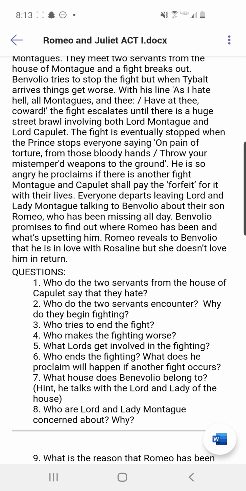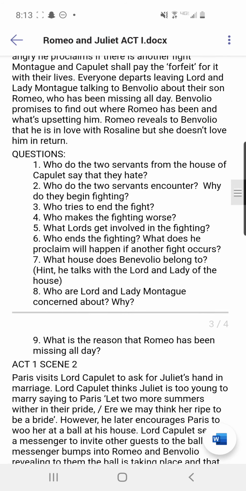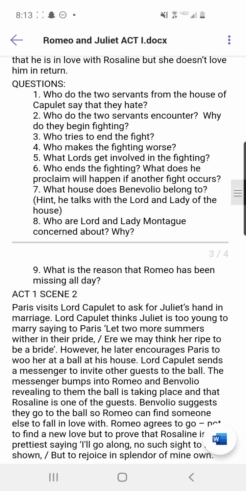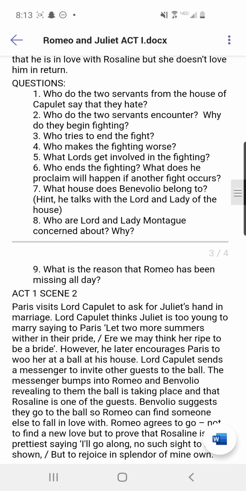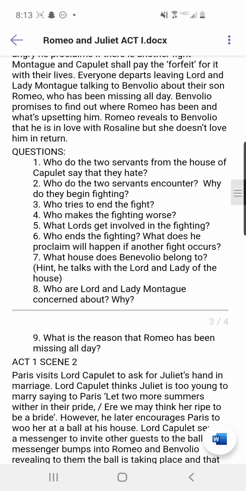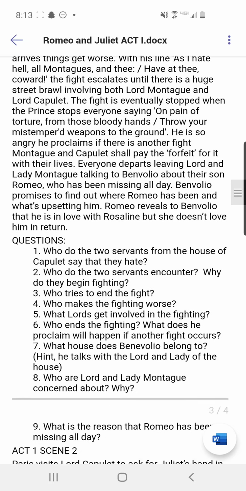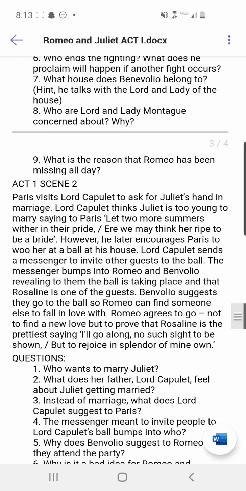Okay, and what I said, what house Benvolio belongs to, who are Lord and Lady Montague concerned about, and why? They're concerned about Romeo, because Romeo is acting all sorts of weird, and we know why he's acting weird. If you read here, it says he's in love with a girl. Her name is Rosaline, but she does not love him in return. Teenage drama, you know? You all know what that's like.